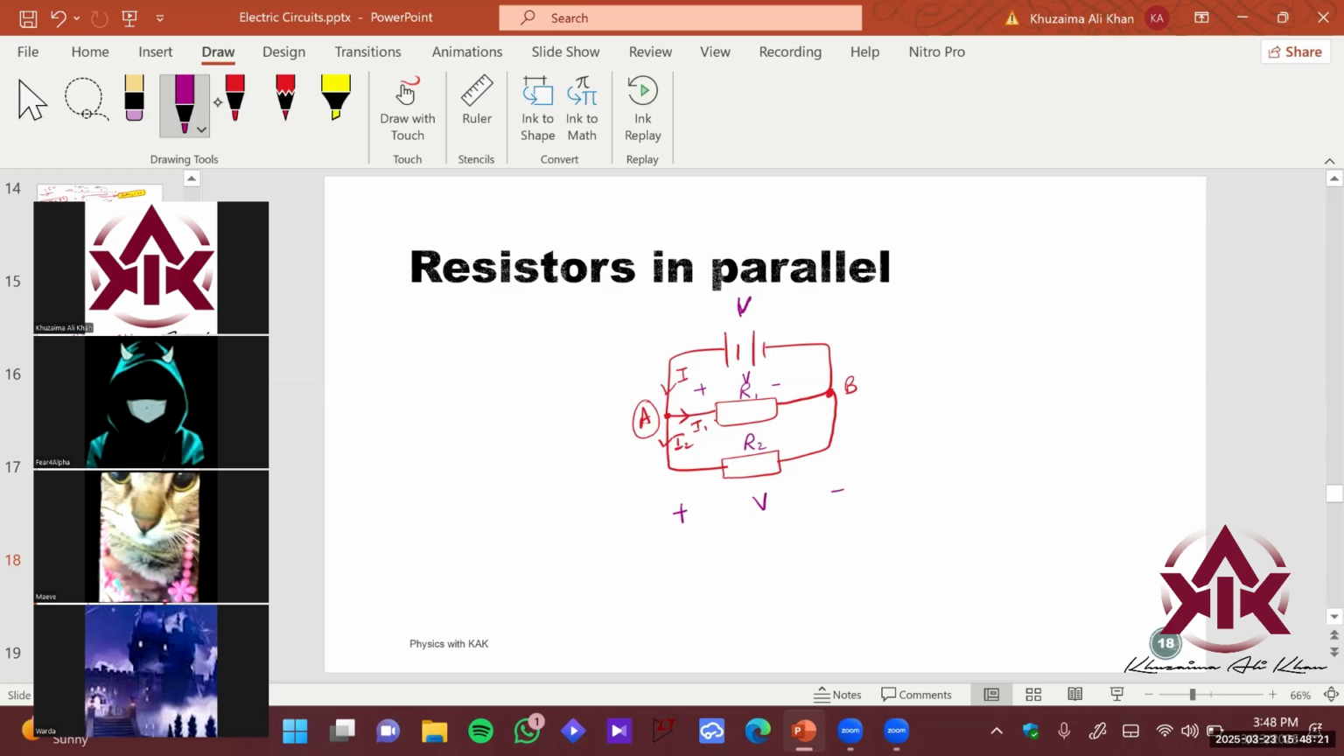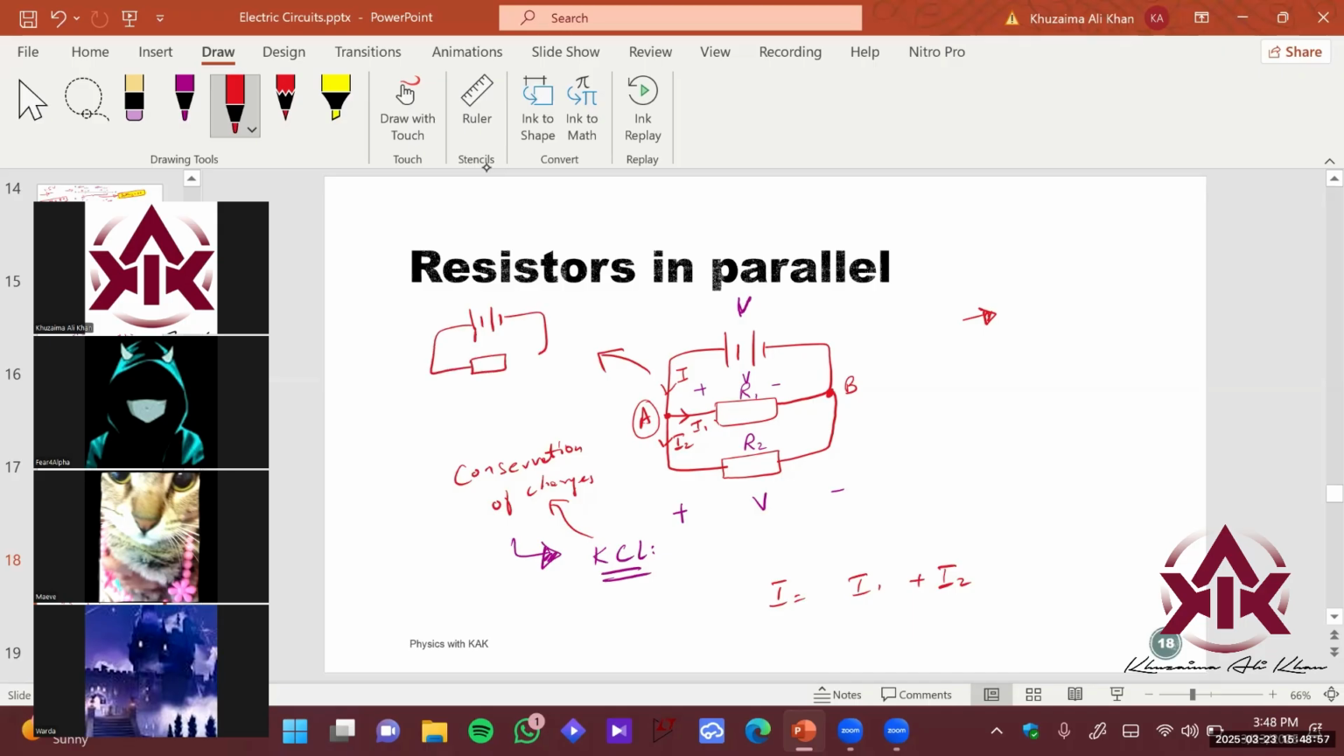What rule will we follow in this particular derivation? We follow KCL, which holds the conservation of charge law. And what does it say? It says that I equals I1 plus I2. Again, we can take help of Ohm's law here. What is my goal? My goal is to convert this circuit into a circuit containing only a single resistor of value R equivalent, so that I can simply find out my unknowns here.